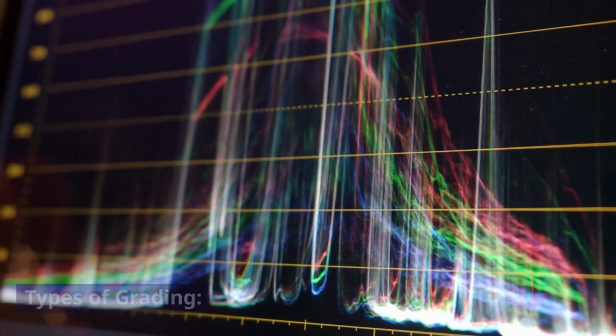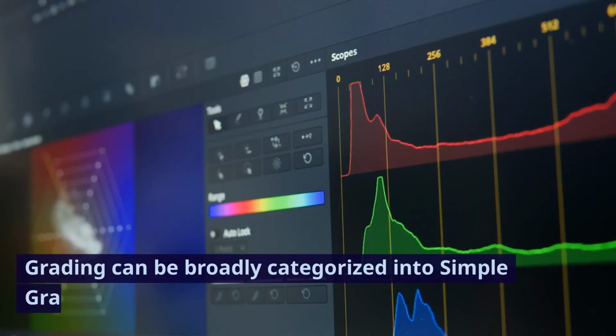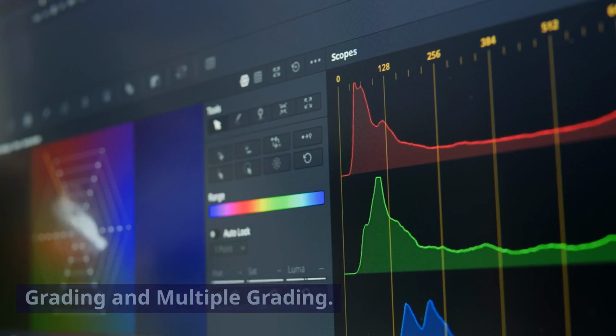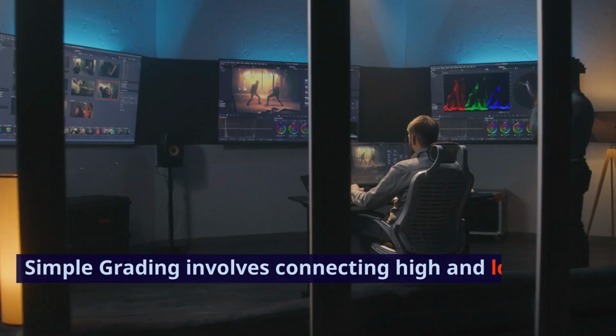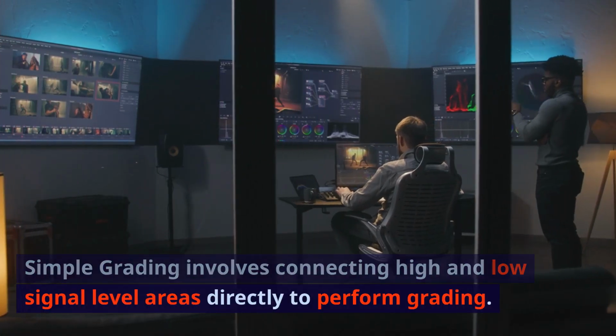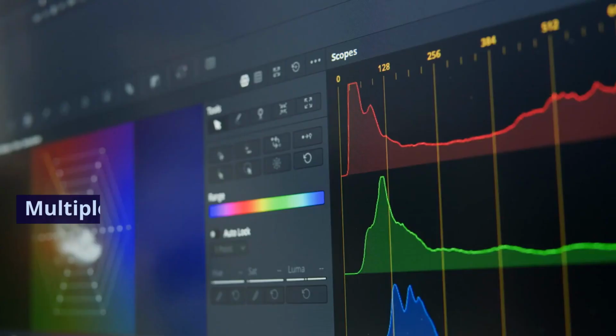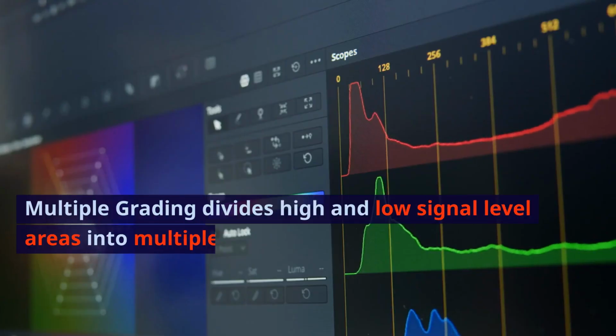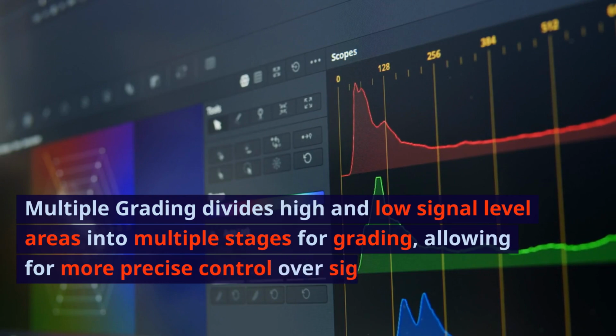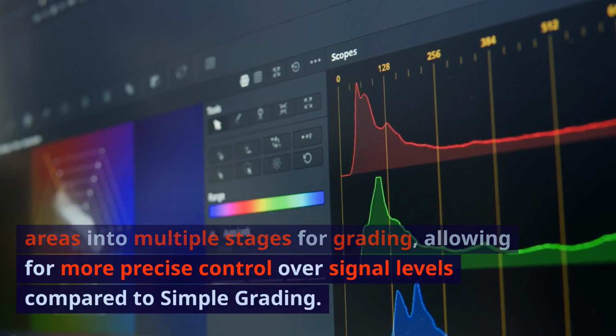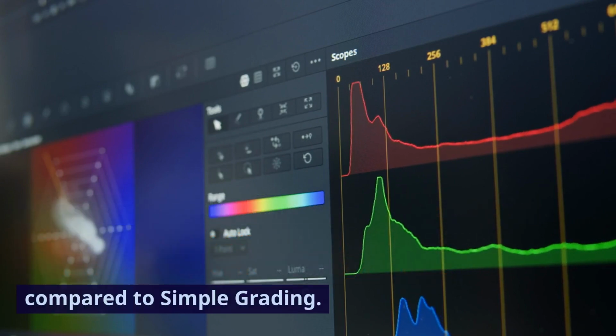Types of grading. Grading can be broadly categorized into simple grading and multiple grading. Simple grading involves connecting high and low signal level areas directly to perform grading. Multiple grading divides high and low signal level areas into multiple stages for grading, allowing for more precise control over signal levels compared to simple grading.